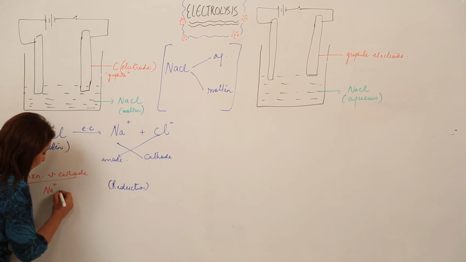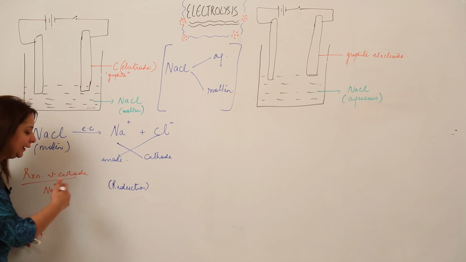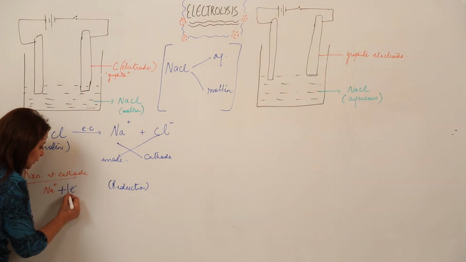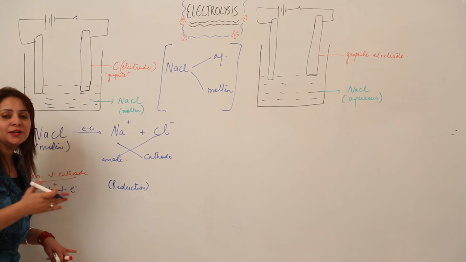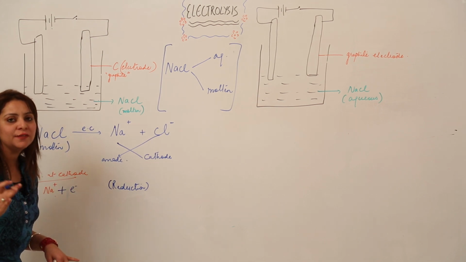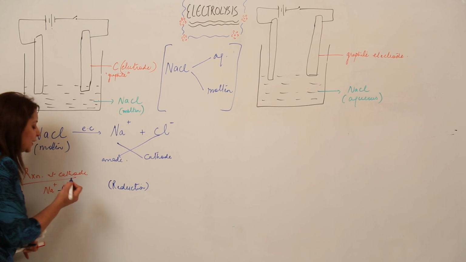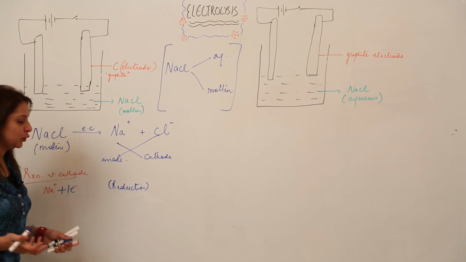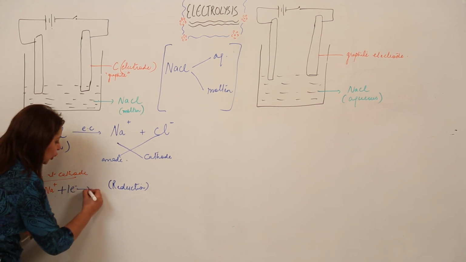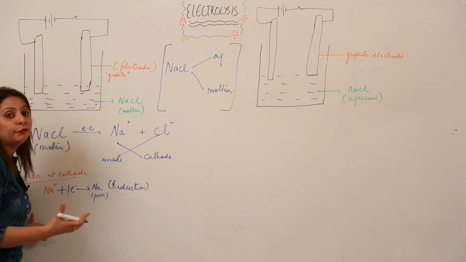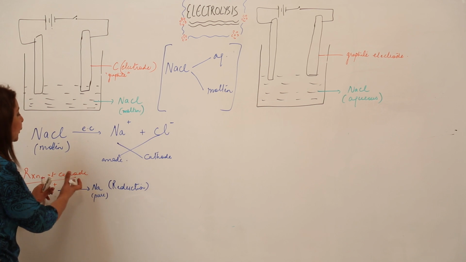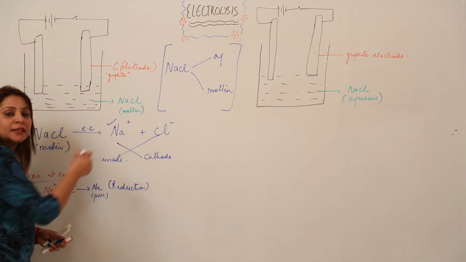So just see what I am writing. Plus means I am adding one electron. So either write one electron, or if you don't write anything in front of an alphabet, obviously it means one. So you can write one, or you can leave it like that also, right? So it will gain one electron and turn into an atom, in its pure form. So this kind of reaction is going to occur at the cathode, for this ion.